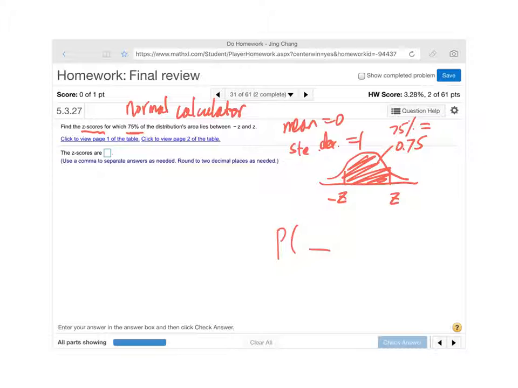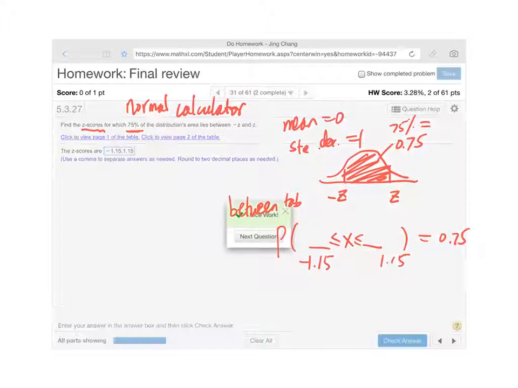So you'll use the between tab like this, and put 0.75 here, and then you can find the answer. If you use the normal calculator, you'll find the answers are two z-scores, -1.15 and +1.15. That's how you put your answer.